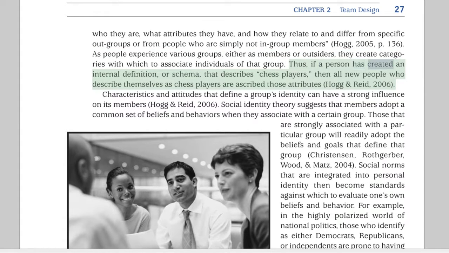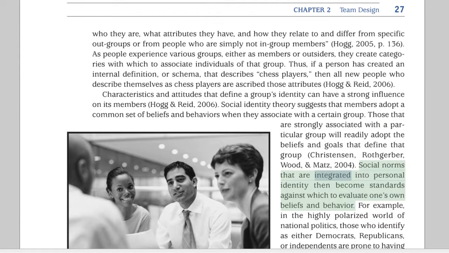Thus, if a person has created an internal definition, or schema, that describes chess players, then all new people who describe themselves as chess players are ascribed those attributes (Hogg and Reed, 2006). Characteristics and attitudes that define a group's identity can have a strong influence on its members. Social identity theory suggests that members adopt a common set of beliefs and behaviors when they associate with a certain group. Those that are strongly associated with a particular group will readily adopt the beliefs and goals that define that group (Christensen, Rothgerber, Wood, and Matz, 2004).